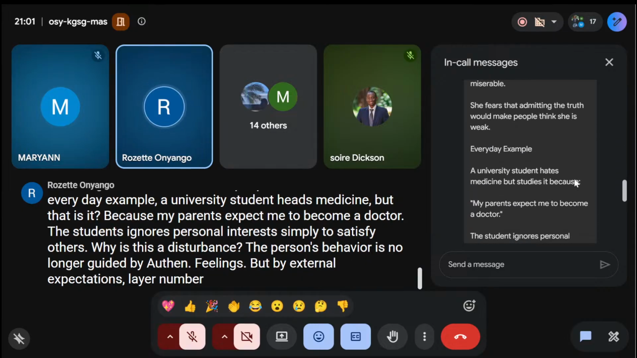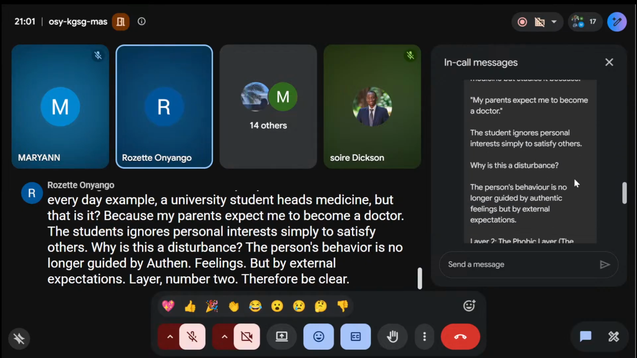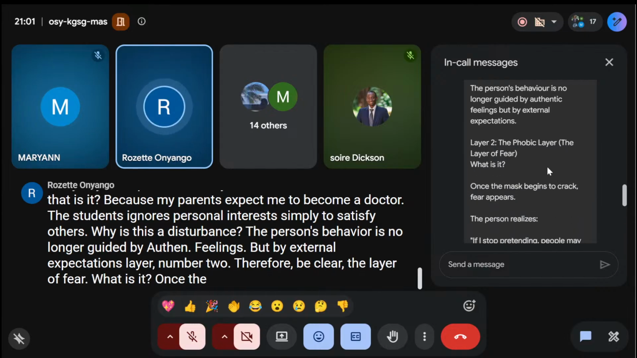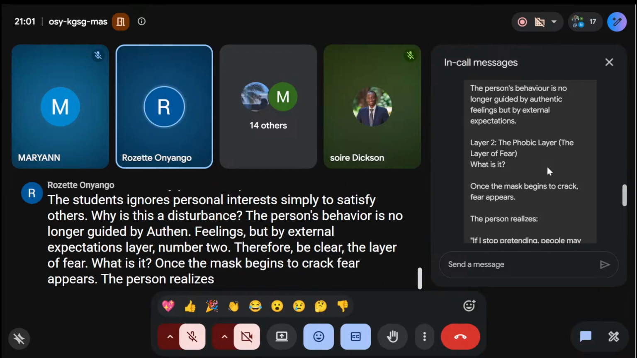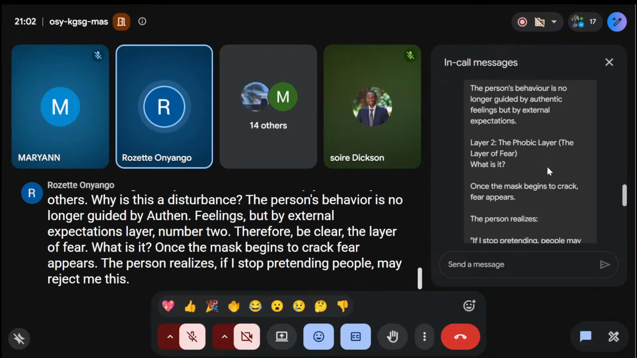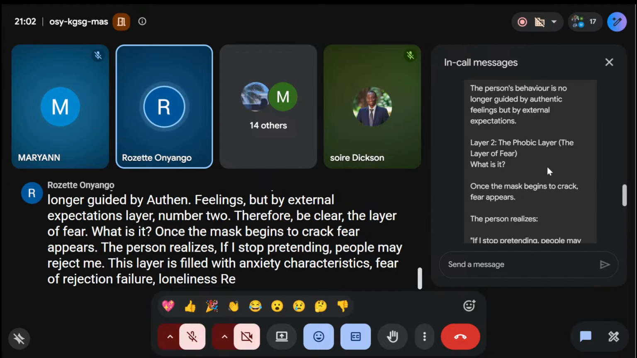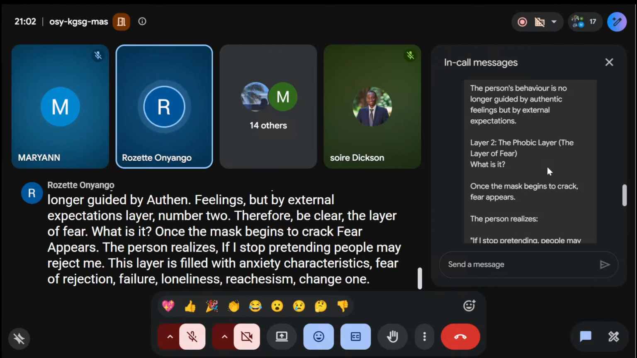Layer number 2, the phobic layer, the layer of fear. What is it? Once the mask begins to crack, fear appears. The person realizes, if I stop pretending, people may reject me. This layer is filled with anxiety. Characteristics: fear of rejection, failure, loneliness, criticism, change, vulnerability.